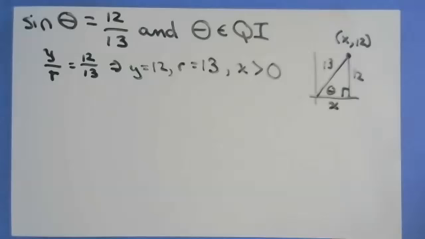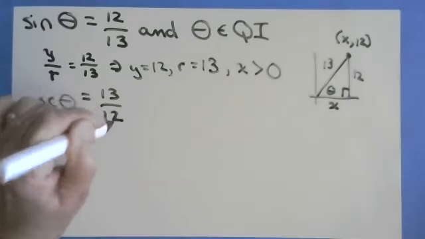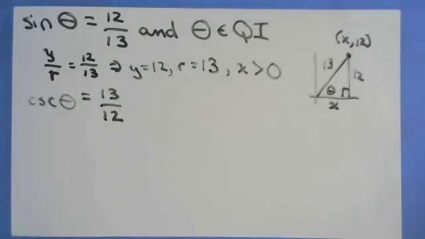Our goal is to find all 6 of the trigonometric function ratios. They already gave us sine, so we have 1. We know that cosecant of theta is 1 over sine, so we know that's 13 over 12. That one's easy. All we have to do is find the other 4, and because we know the reciprocals, we really only need to find 2. In the process of finding those 2, we need x.